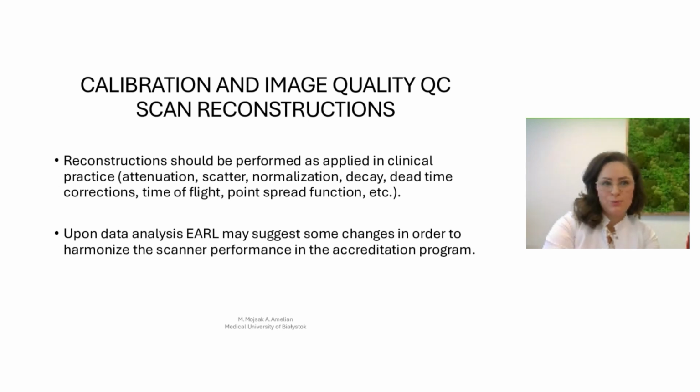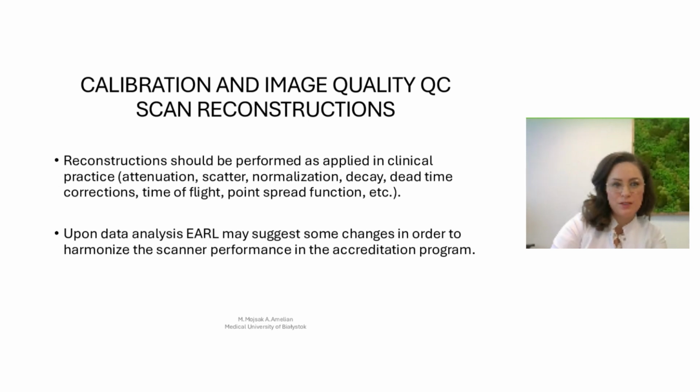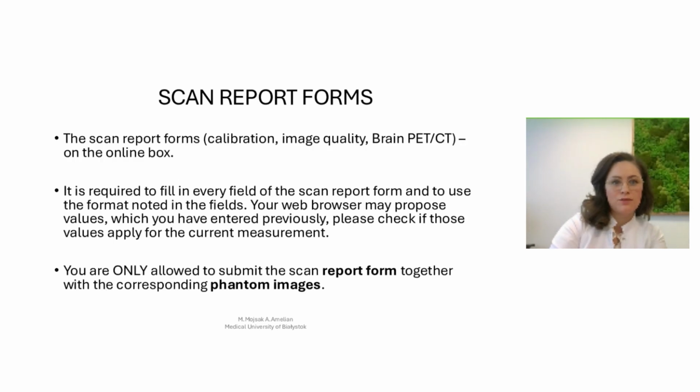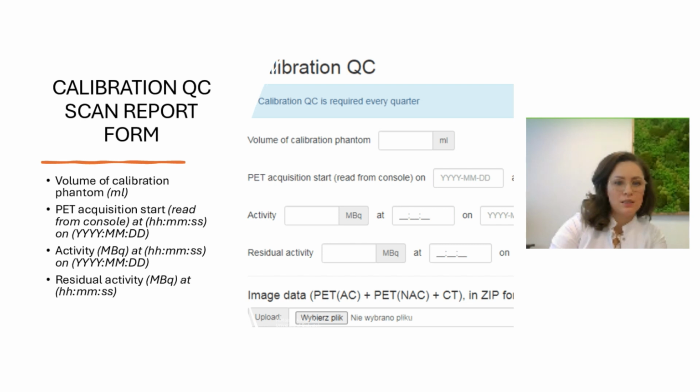So the images you obtain have to be sent via online account to the EARL team, including the data we need to provide. So it's the data on the activity of the isotope, the residual activity, the time of the start of the acquisition, and so on and so forth. Here you can see an example of such a form.